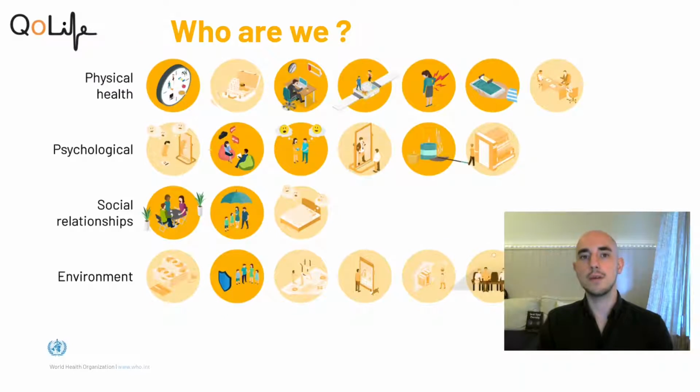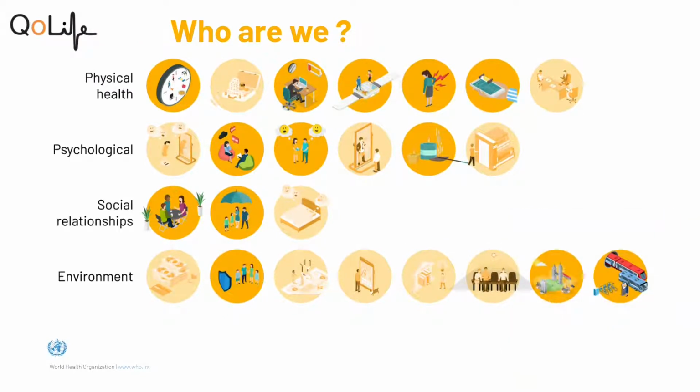So firstly, who are we? We have a quality of life lab at the University of Geneva. Our goal is to quantify and enhance quality of life. So the World Health Organization defines quality of life in different domains: physical health, psychological, social relationships, and environment. As you can see, the ones which are in full color are the ones that we already studied in our lab.